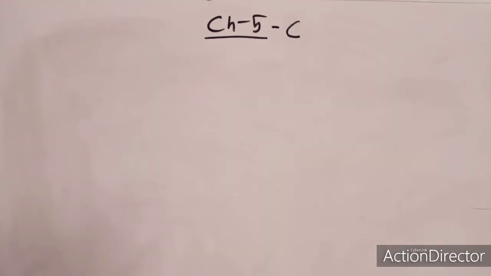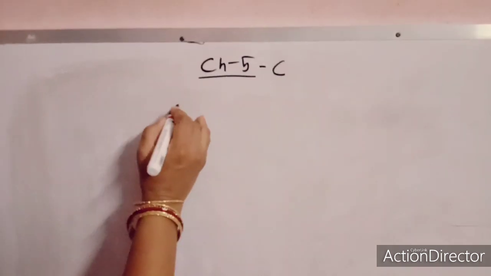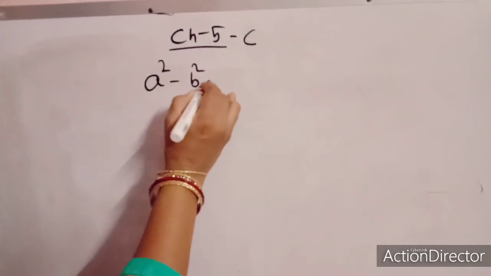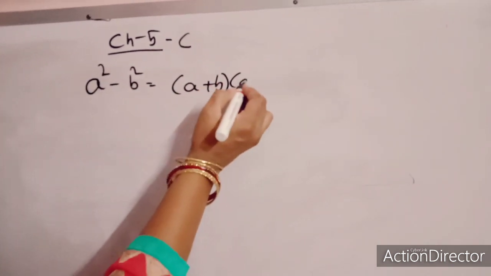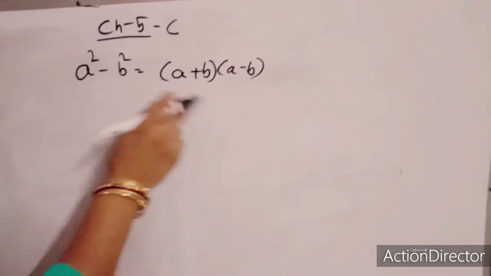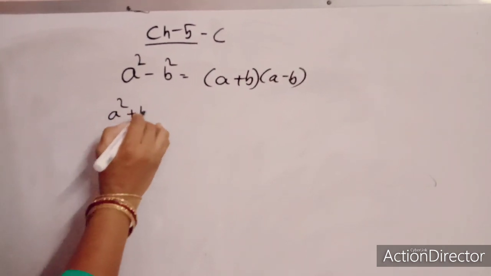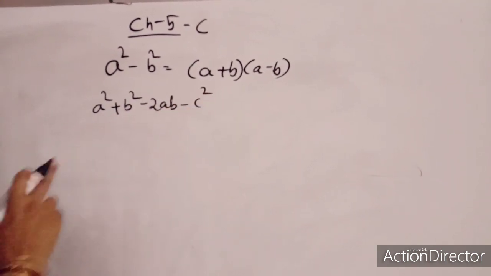Again, I am writing on the blackboard. See this. Some expressions are given in the form of a square minus b square. At that time you can directly use a plus b into a minus b. If it is not given, suppose I give one example. Suppose it is given as a square plus b square minus 2ab minus c square. Like this it is given.